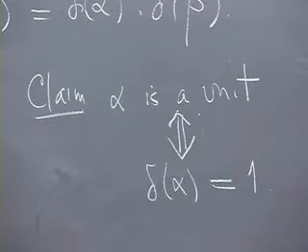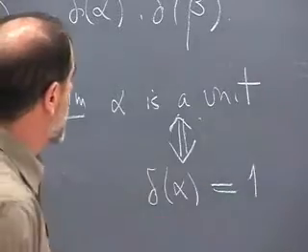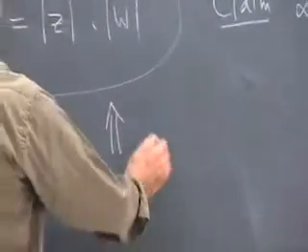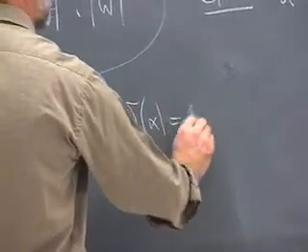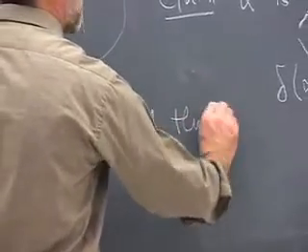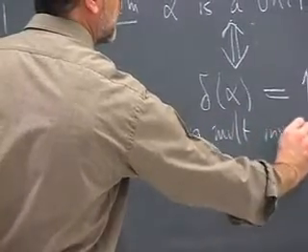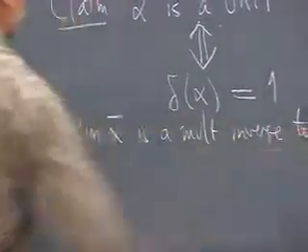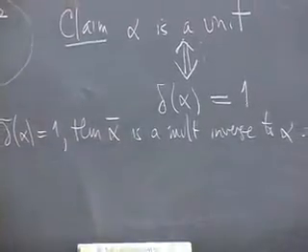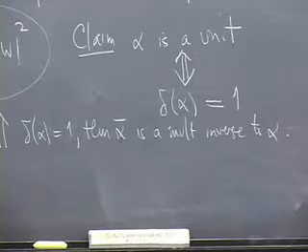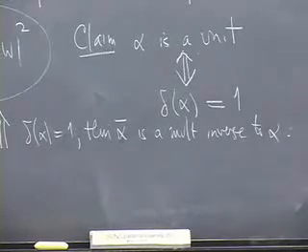Okay, let's see why that's the case. Well, certainly if delta alpha is equal to 1, alpha is a unit. So in this direction, if delta alpha is equal to 1, then alpha bar is a multiplicative inverse to alpha. This is another element in the ring, such that when you multiply it by alpha, you get 1. On the other hand, let's go the other direction. Suppose that alpha is a unit.